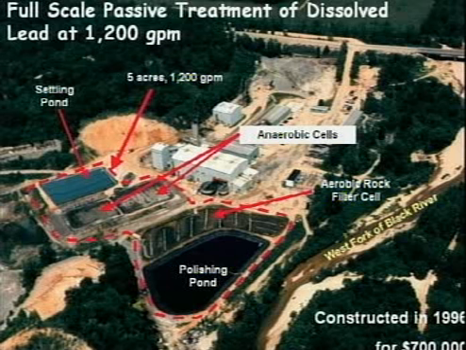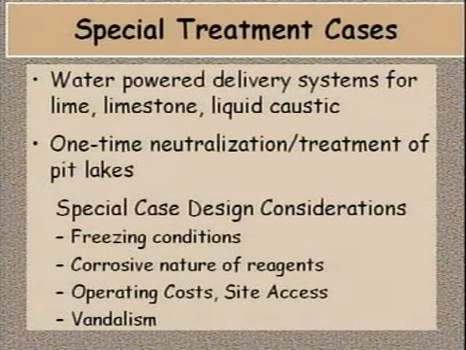But you may run into some special treatment cases in the field that don't exactly qualify as active or passive treatment. One situation involves water-powered delivery systems for lime, limestone, or caustic. These are commercially available off-the-shelf units that are typically installed upstream of a settling pond. I term them semi-passive because they don't really need power or an operator, but you do need to keep the reagent supply topped off periodically.